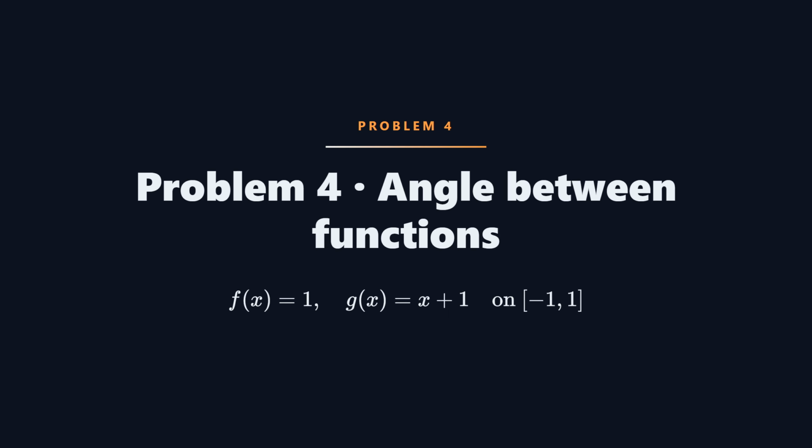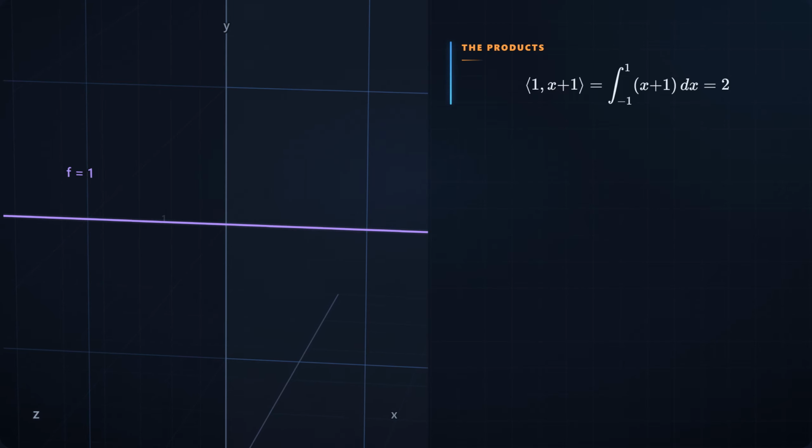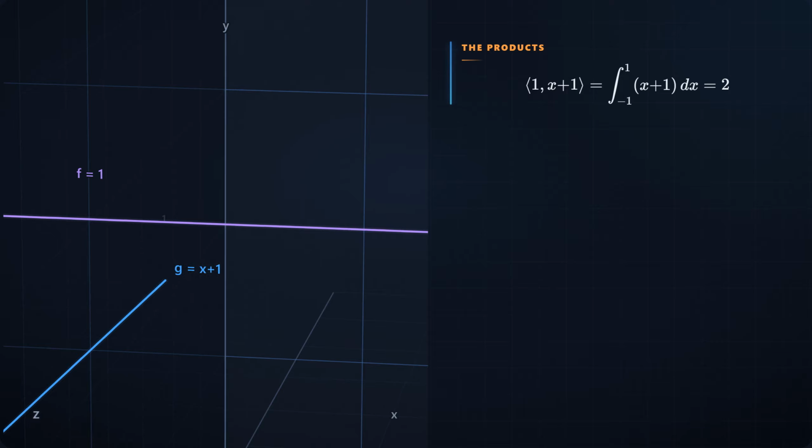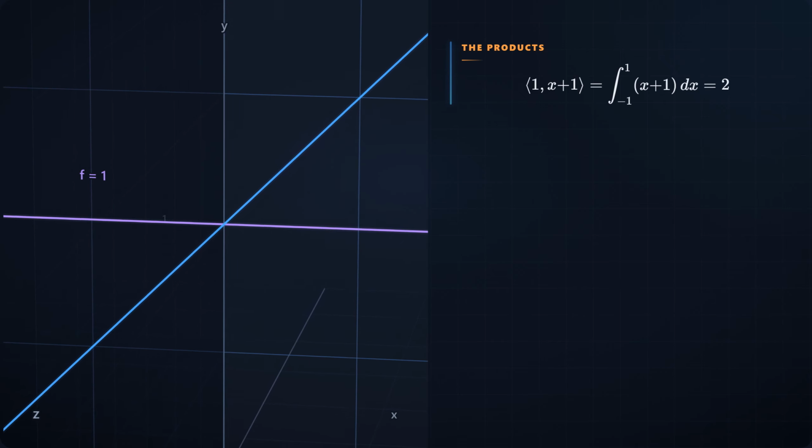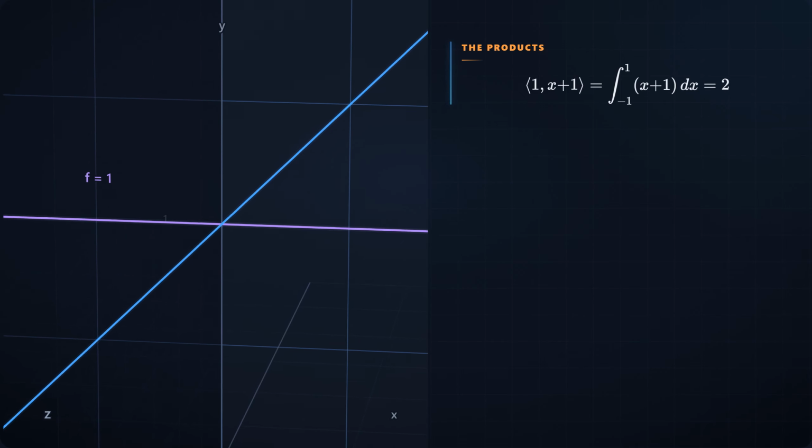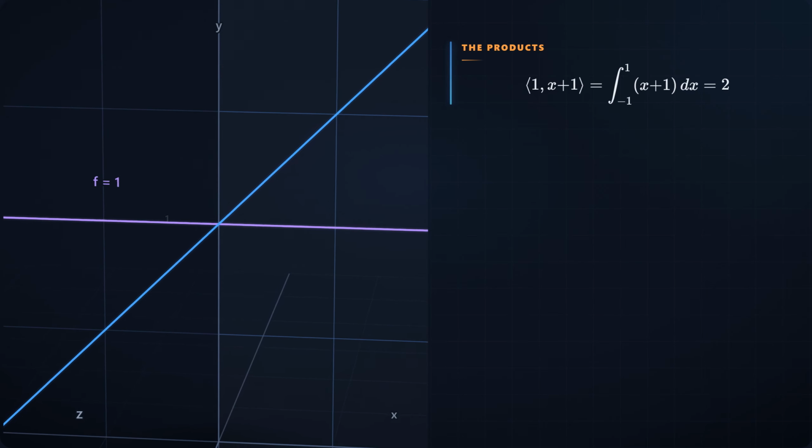Problem 4. Functions have angles between them, too. The same cosine formula, now with integrals. Pause and try. Same recipe as for vectors. The scalar product over the two lengths. The product of 1 and x plus 1 is the integral of x plus 1, which is 2. The x part integrates to 0, the 1 part to 2.